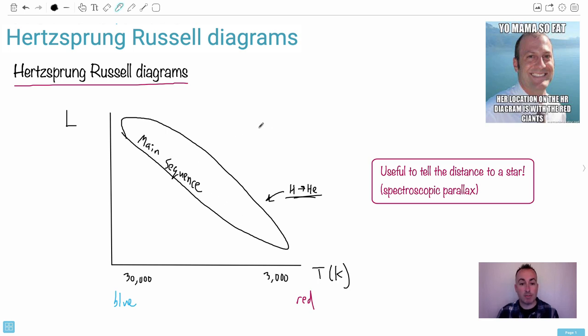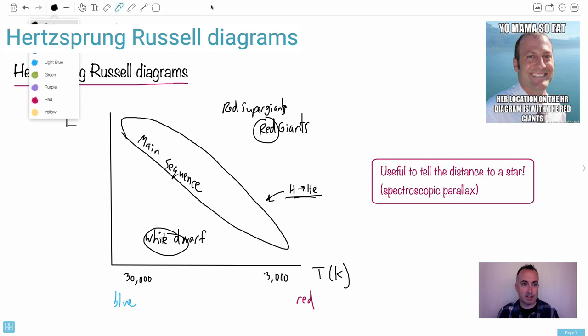But there are some other regions you need to know about. One of them right here is called the red giants. And you have to know about this area down here called white dwarf. That's the other area. You may also want to know that over here, actually up here, are the red supergiants. We'll talk about evolution in a second. But the main idea behind this is this. Yes, this is useful for a lot of things, but you can also tell the distance to a star. That's what's kind of cool about it.